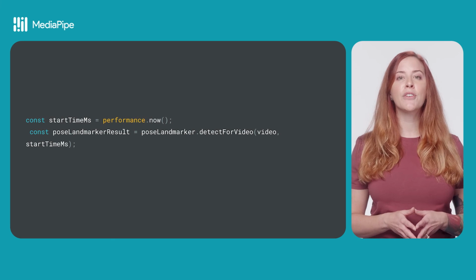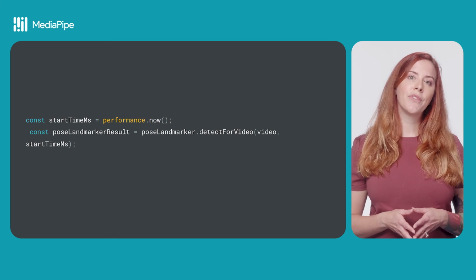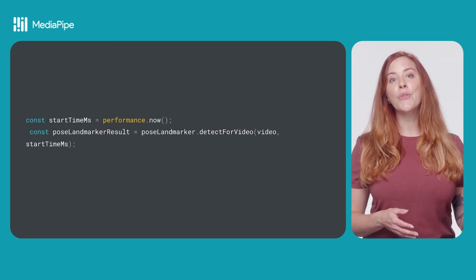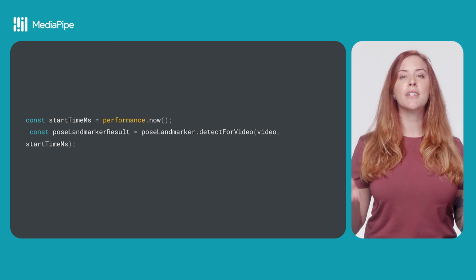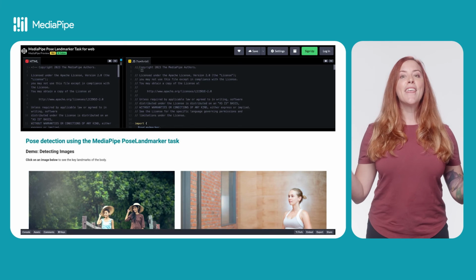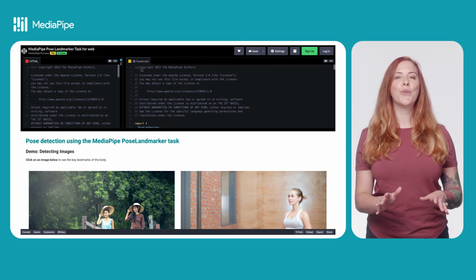To detect pose landmarks in frames of a video, get the current time using Performance Now. Then get the pose landmarker result using Pose Landmarker Detect for Video method, passing your video element and the current time. There you have it. With this code, you can get started with pose landmark detection in your own app.